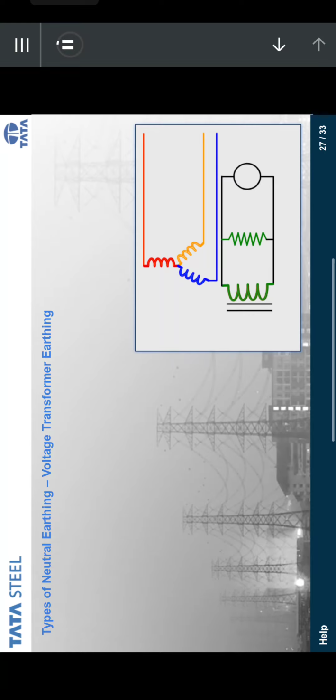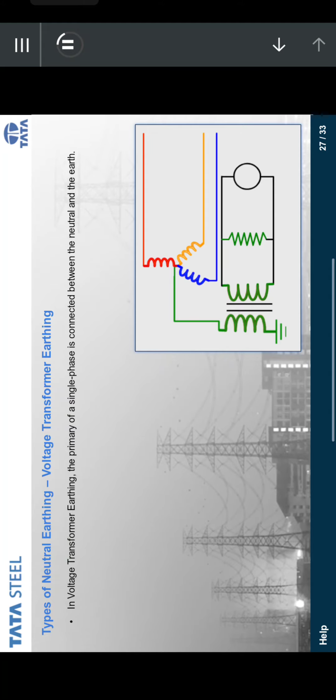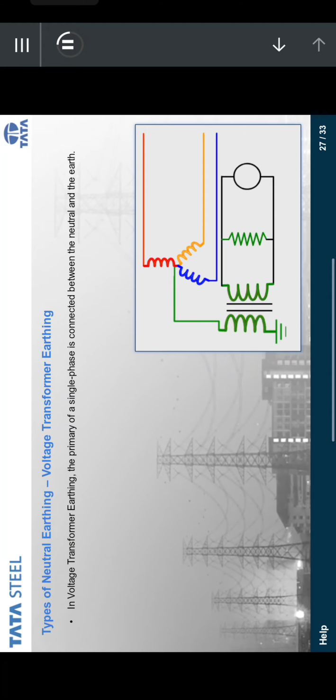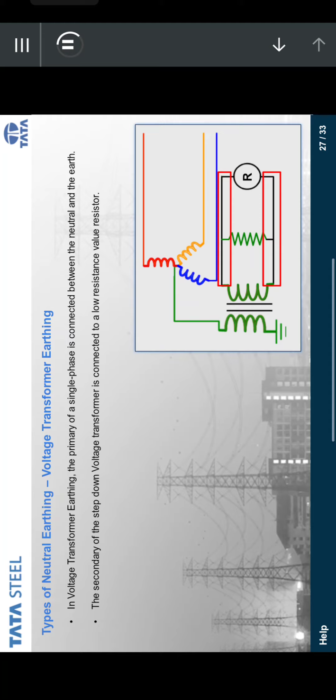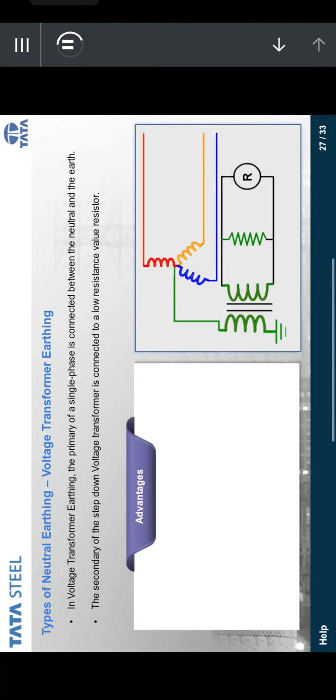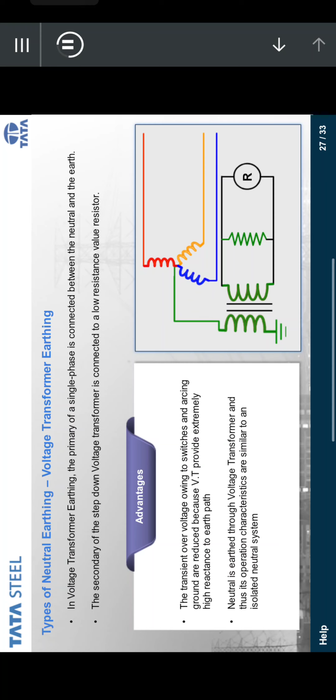The next type of earthing is voltage transformer earthing. In this method of earthing, the primary of a single phase transformer is connected between the neutral and the earth. The secondary of the step-down voltage transformer is connected to a low resistance value resistor. Let us now look at the advantages of this system. The transient overvoltage owing to switching and arcing ground are reduced because the voltage transformer provides extremely high reactance to the earth path. Next, the neutral is earthed through the voltage transformer and thus its operation characteristics are similar to an isolated neutral system. Well, this was about voltage transformer earthing.